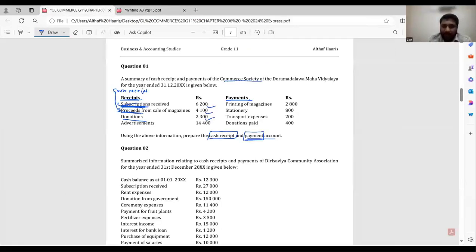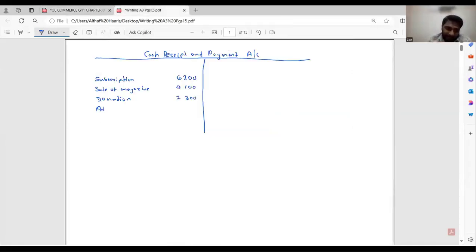Next one. Advertisements. When you are doing a society, when you are doing a commerce day, you will go and ask different shops for advertisements. Likewise, we'll ask, can we take an advertisement? The money that you got from the advertisements. Advertisements. How much is that? 14,400.